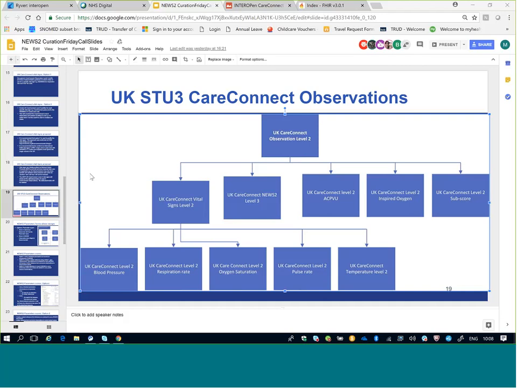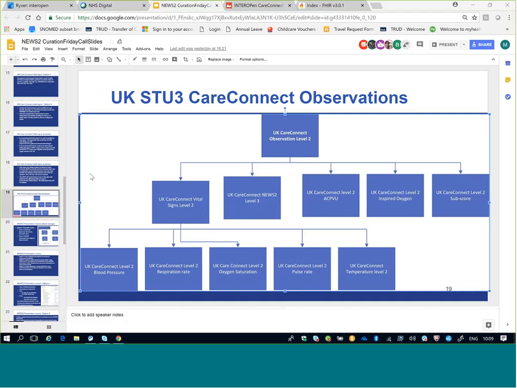And did you have any comments from Orion on this? Yes, just wanted to pick up and discuss the category. I'm assuming that it's a recursive structure, so that there is a category at the NEWS level, but there's also a category at the individual component level. So there'll be a category for respiration rate, a category for oxygen saturation. You said you'd picked out survey as the main one. Was that for the top level NEWS category? Because I thought vital signs would be a more appropriate category for the component parts that make up the score.